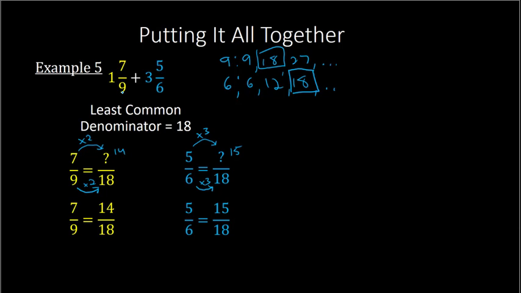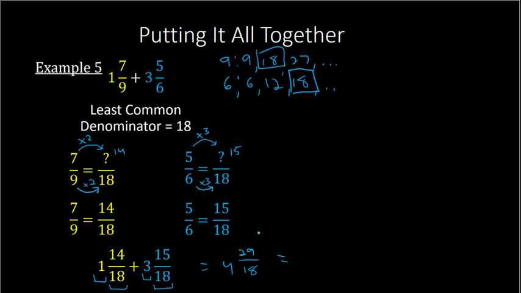So what we can do is replace the 7/9 with 14 over 18 and the 5/6 with 15 over 18. Now remember, when we add mixed numbers together, we need to add the whole numbers. So the 1 plus 3 would give us 4. And then we add the fractions, 14 over 18 plus 15 over 18. 14 plus 15 is 29. So we have 29 over 18. So we have 4 and 29 over 18.